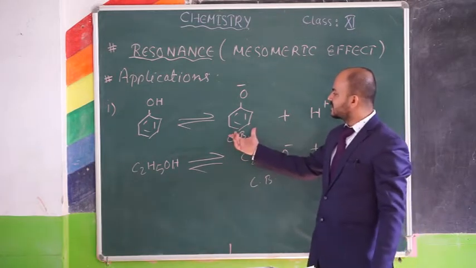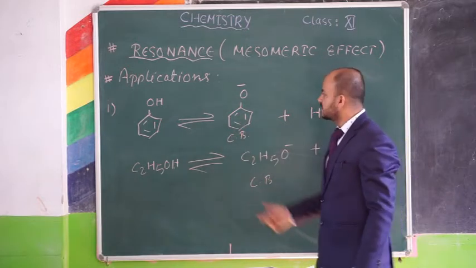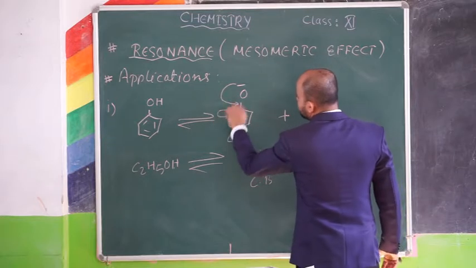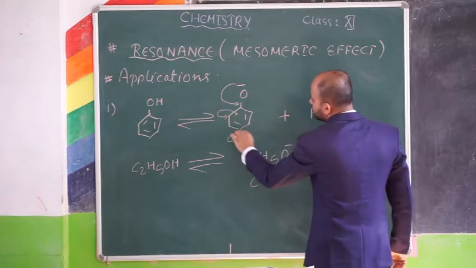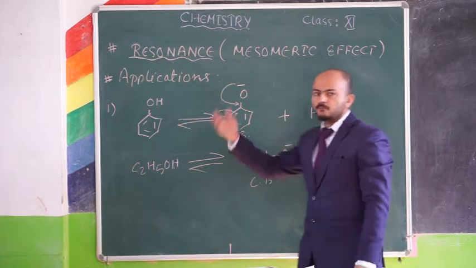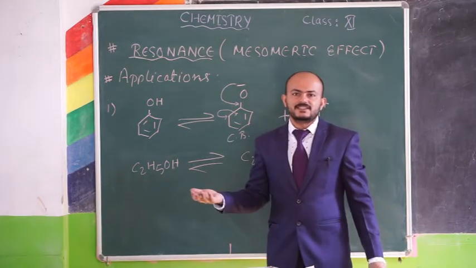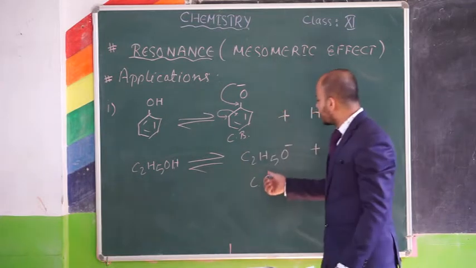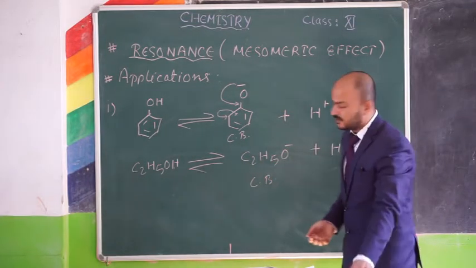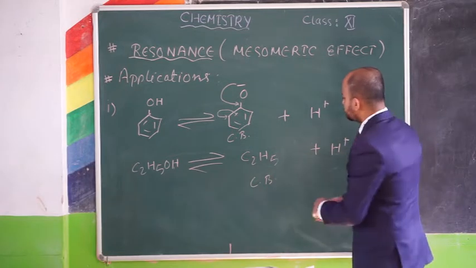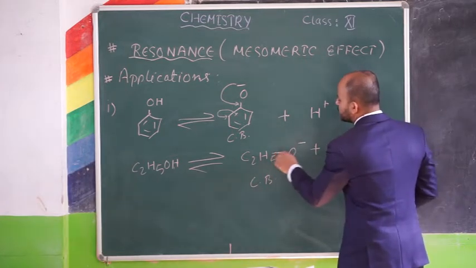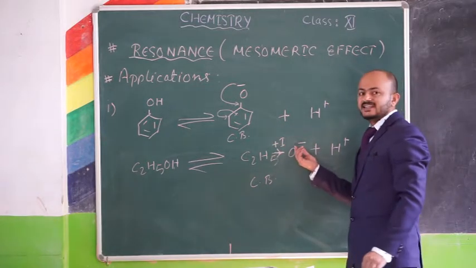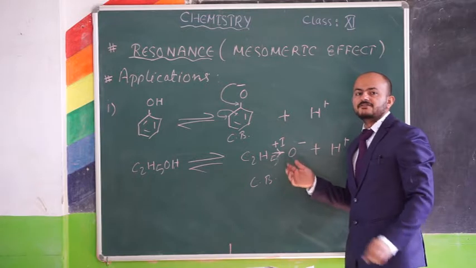In the case of phenoxide, the negative charge, due to resonance, is dispersed over all the carbon atoms of the benzene ring. The more the dispersion of the charge, the more its stability, and the more the stability, the more its acidic strength. Please remember that. Here no such effect takes place. Moreover, C2H5 shows a plus I effect, which increases the electron density over oxygen and makes it very unstable.